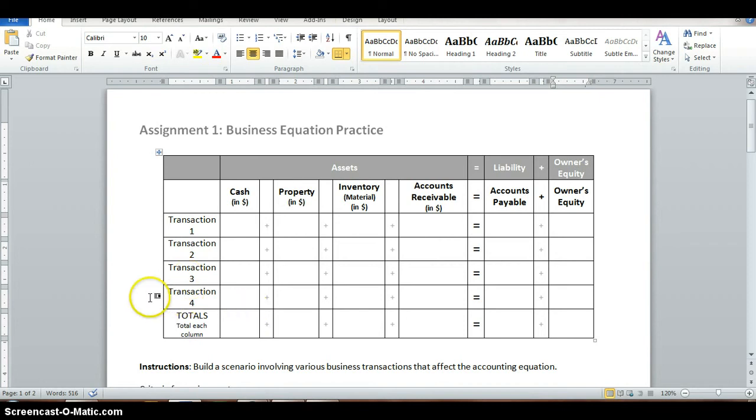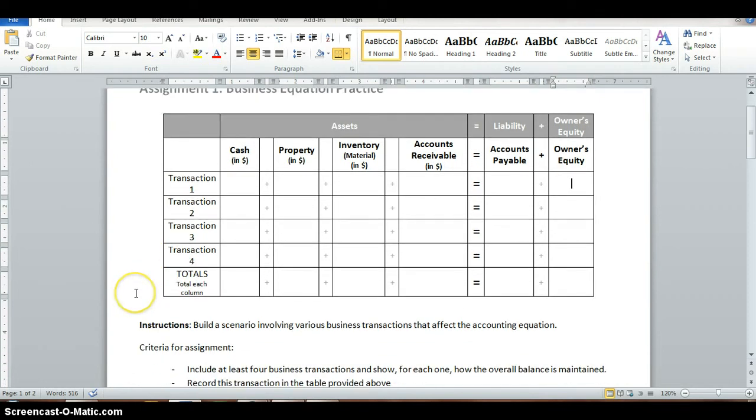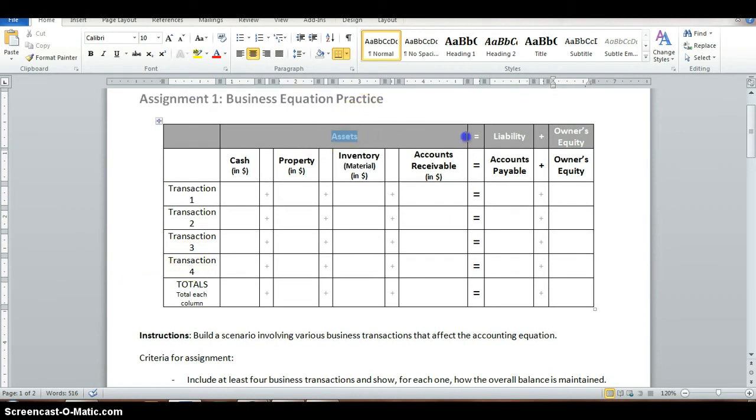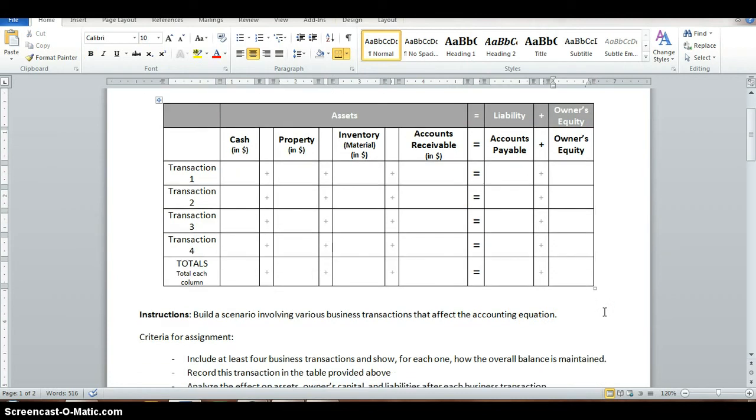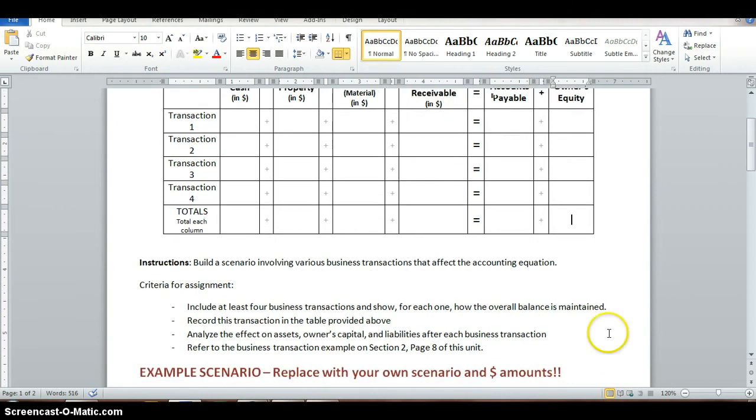Okay, for this first assignment, your instructions are to build a scenario involving various business transactions that will affect the accounting equation. So here's our accounting equation: assets will equal liabilities plus owner's equity. Now we just need to come up with some transactions that will have an effect on that equation. We need at least 4 business transactions and to show how they affect the overall balance and how the balance is maintained.